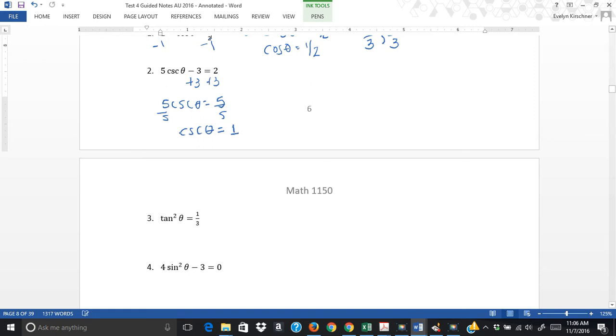Well, when is cosecant theta 1? Cosecant is the same as 1 over sine, and so sine theta is 1 at pi over 2, if I'm looking from 0 to 2 pi.